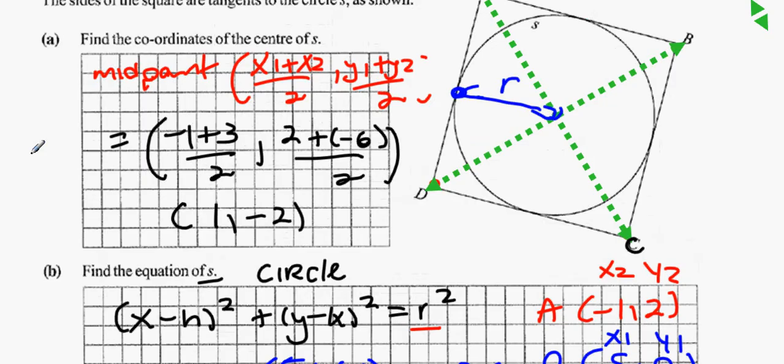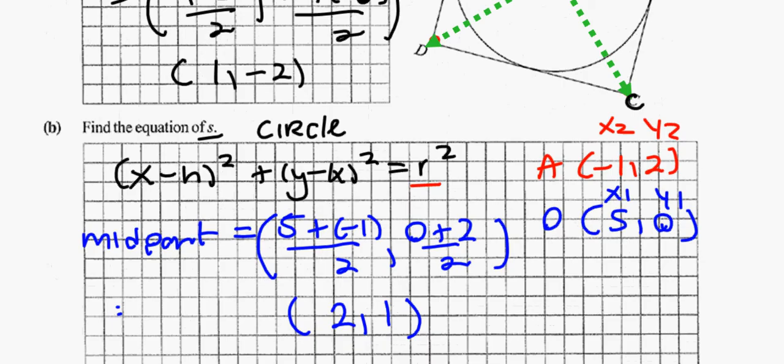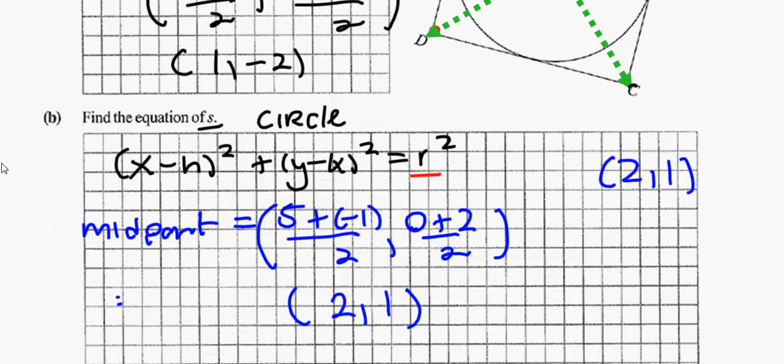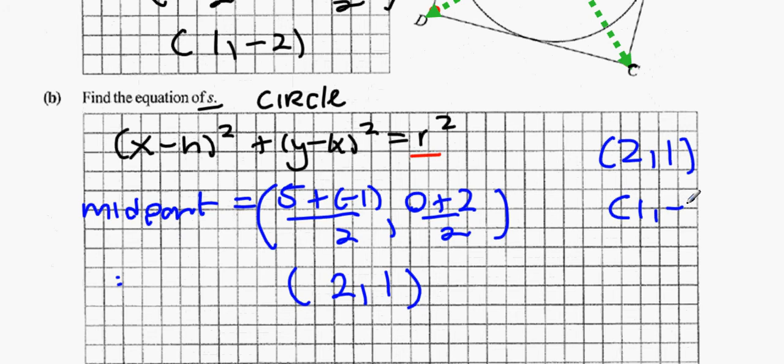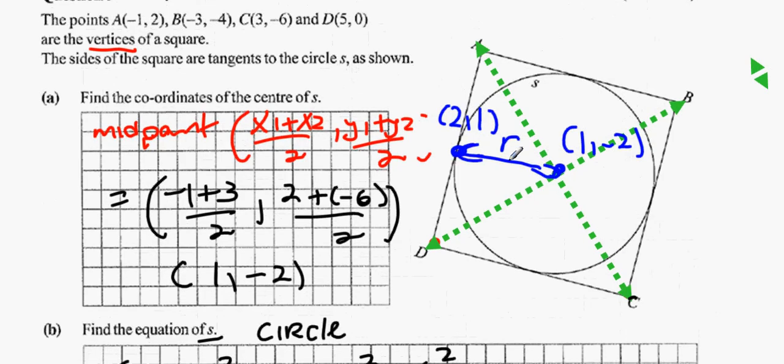So we know this point here is 2, 1, and we know that the center of the circle is 1, minus 2. Now we're going to use the distance formula. So we're just going to rub out A and D here, as we're no longer using these. We're using the point 2, 1, and also the point 1, minus 2, which is the center of the circle. When it says the equation of S, we're looking for the radius of the circle, and the radius was these two here.